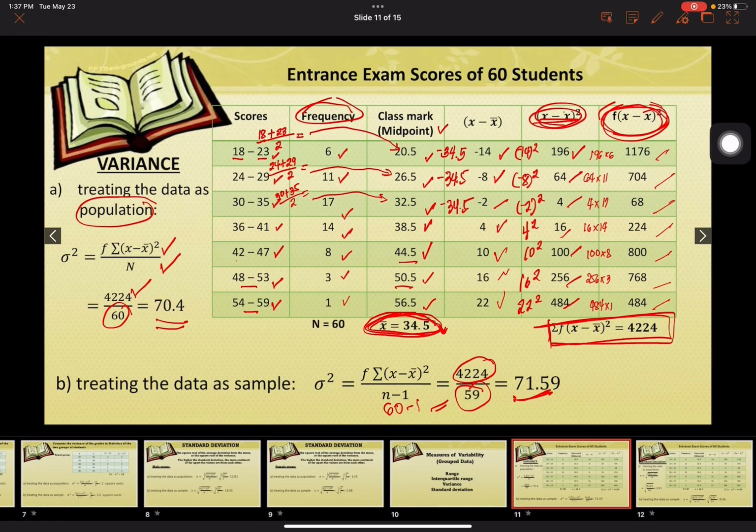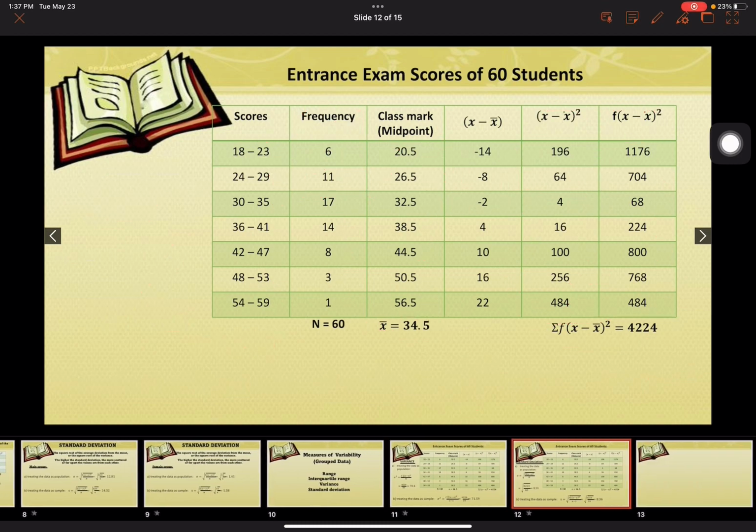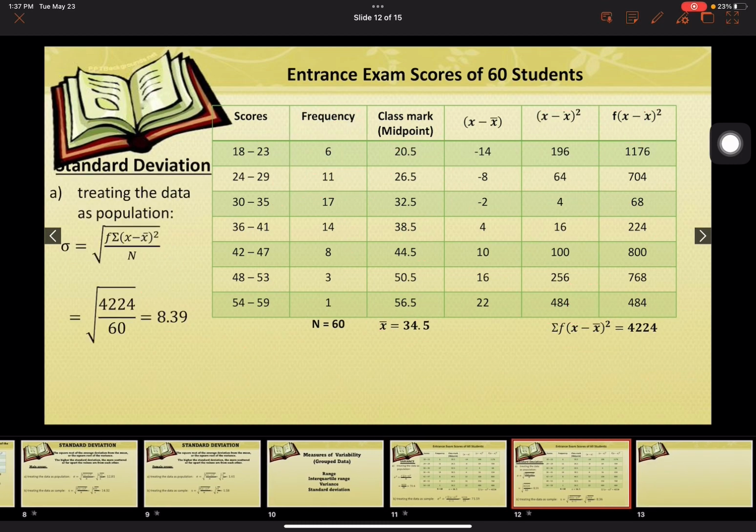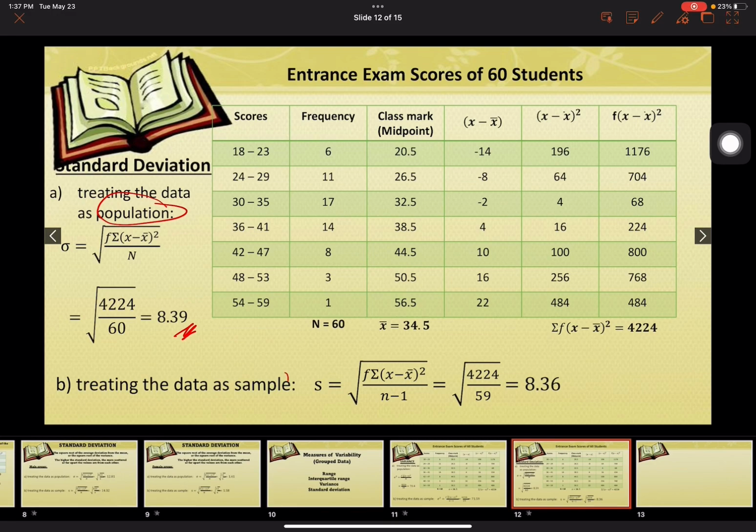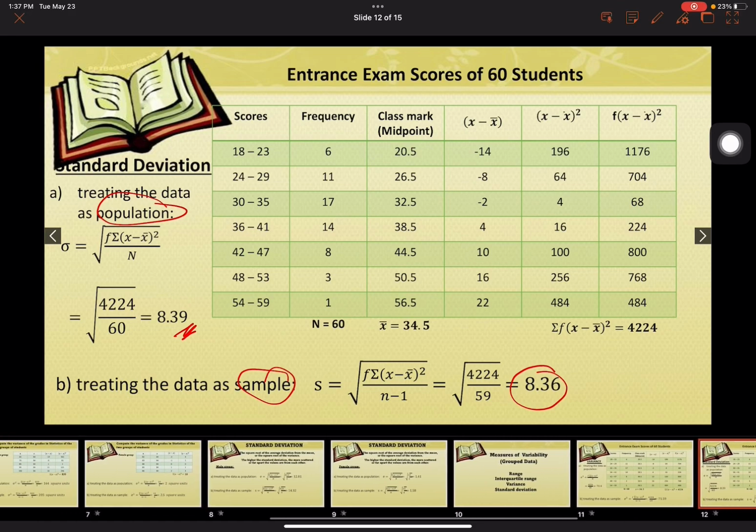Ganun pa rin, pag standard deviation, get the square root of this. So, ang magiging SD natin ay square root ng 70.4. SD naman dito ay square root ng 71.59. So pag sinolve yun, ang magiging sagot ay 8.39 for population. And for sample ay 8.60 or 8.36. So, yun lang for variance.